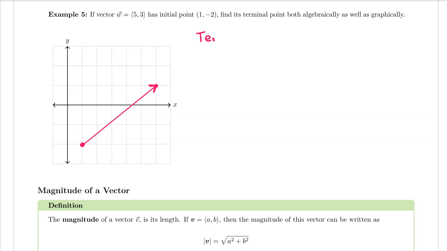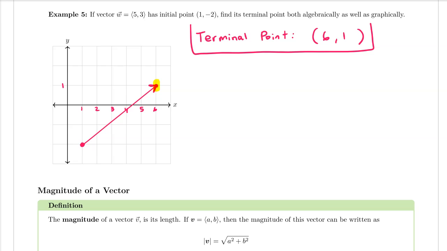So right now we're asked to find the terminal point. Now be careful, the terminal point is not a vector, it's an ordered pair. So for this one, we're actually going to place it in parentheses. The way that I get the terminal point is this is 1, 2, 3, 4, 5, 6, and then this is 1. So to get to our terminal point right here, the ordered pair is 6, 1. So there is our final answer. We did that graphically because I counted based off the graph.